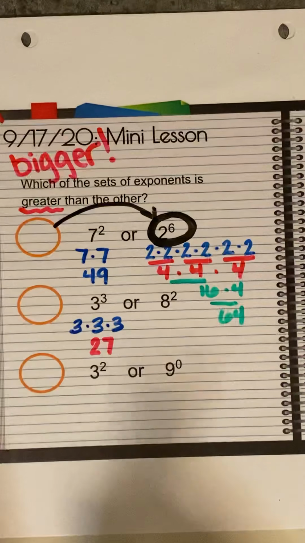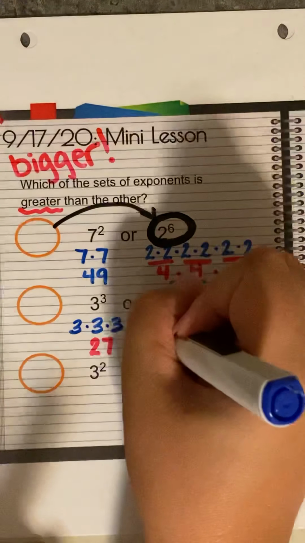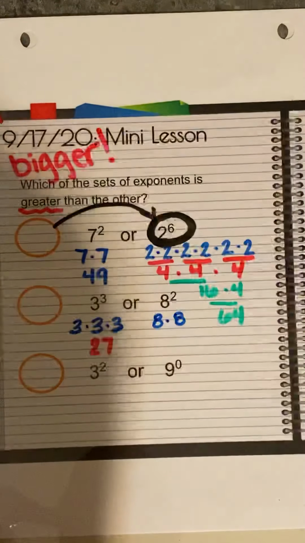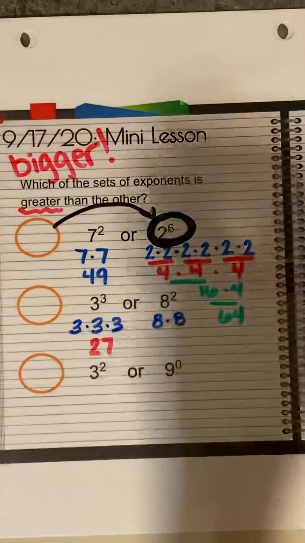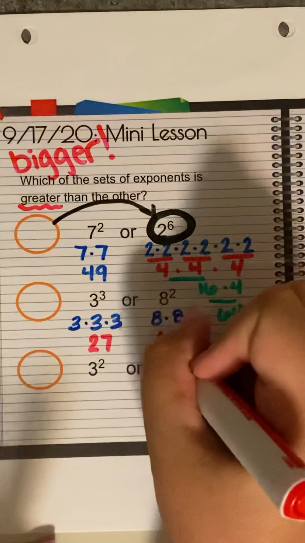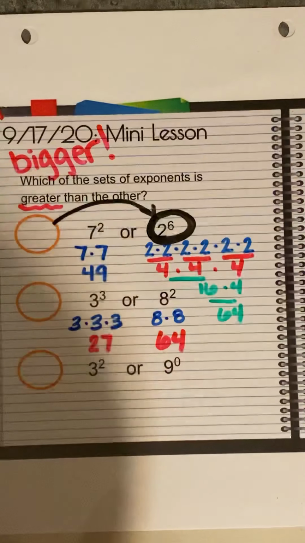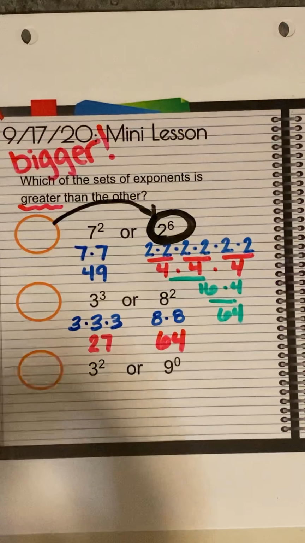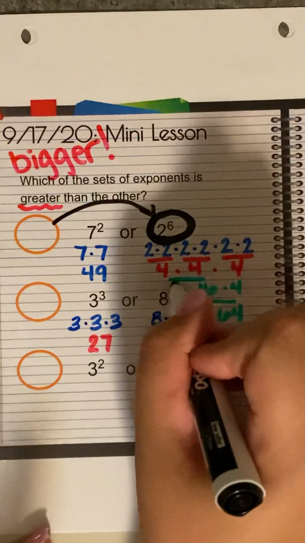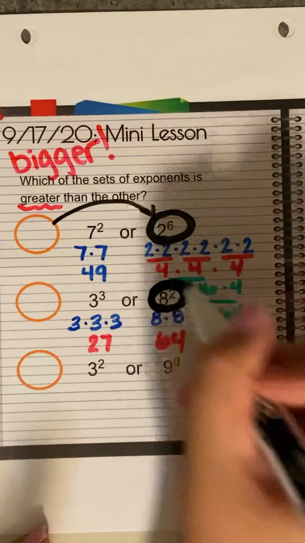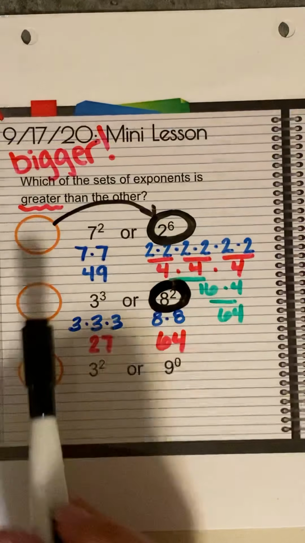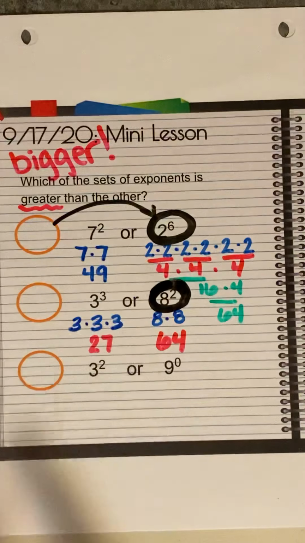Now, 8 squared means 8 times 8. What is 8 times 8? Oh, I know the riddle. 8 and I ate till I got sick on the floor. 8 times 8 is 64. Which is greater? Woohoo! This one, 8 squared. So you'll drag this circle over the 8 squared.